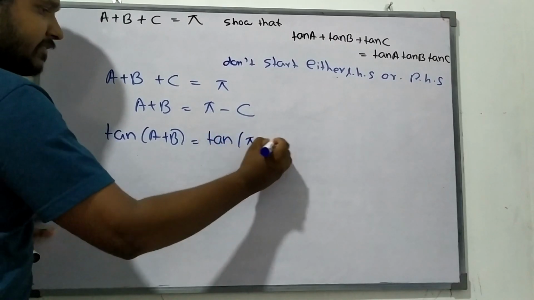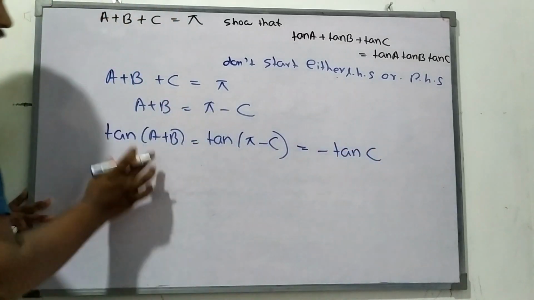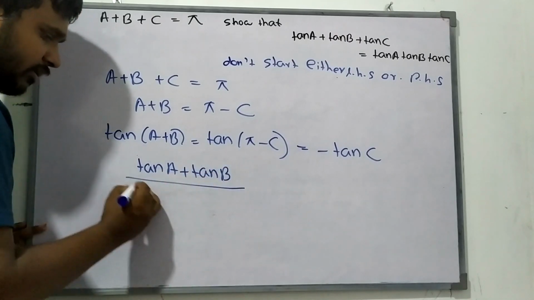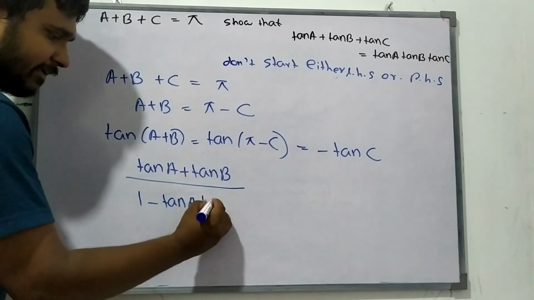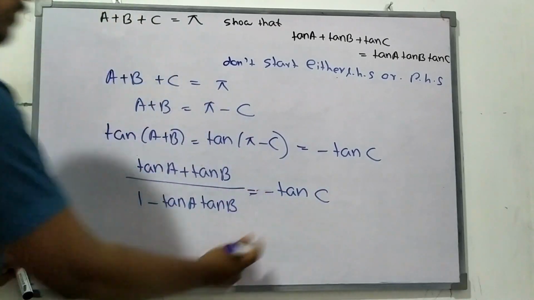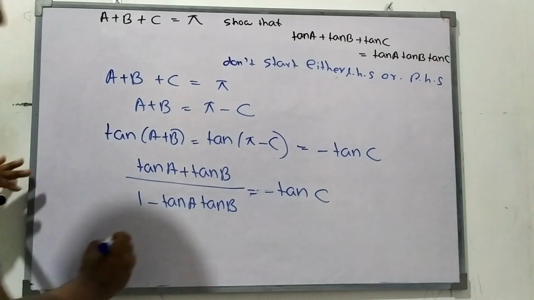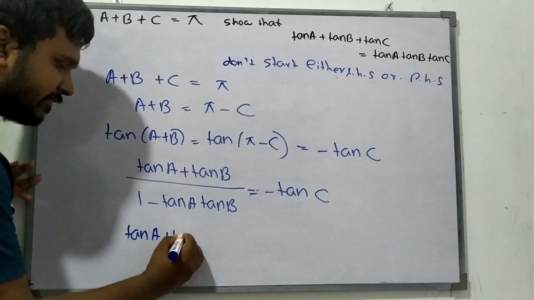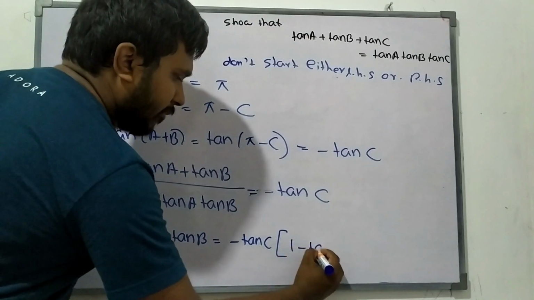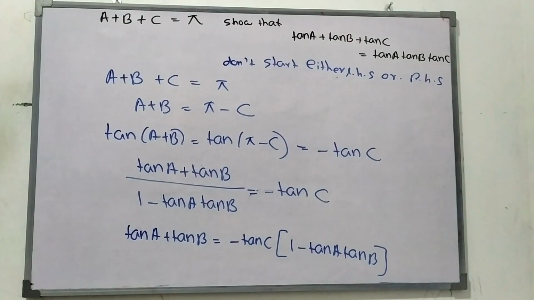Tan(pi minus c), and expand. This is minus tan c, no? This can be written as (tan a plus tan b) over (1 minus tan a tan b) equals tan c. Here it's minus. Right? Now simplify it. Tan a plus tan b equals minus tan c bracket (1 minus tan a tan b), right? And simplify it.